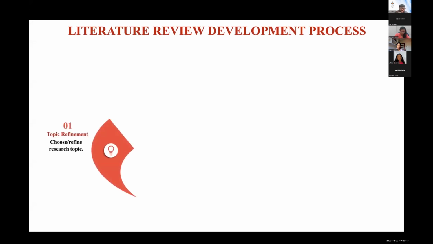All right. So, the literature review developmental process. One of the very first things you have to do before you start looking at your literature is to refine your topic. If you don't have one, then what are you researching? If it's not refined, how do you know the type of literature that you will need? So choose or refine your research topic. After that, you can start finding your sources, locating the sources that are important to this research.